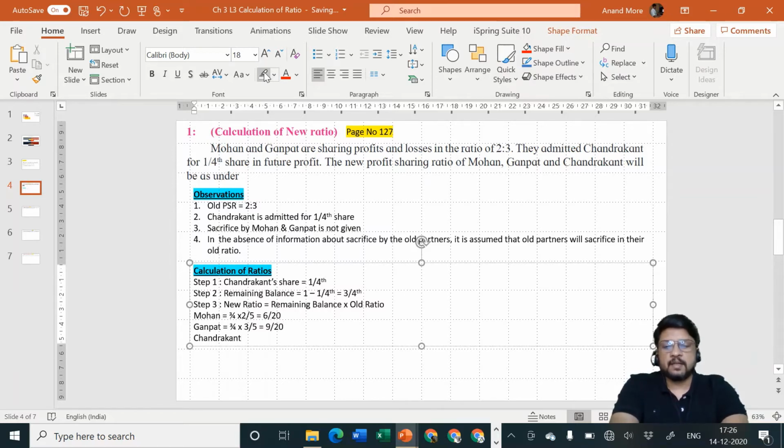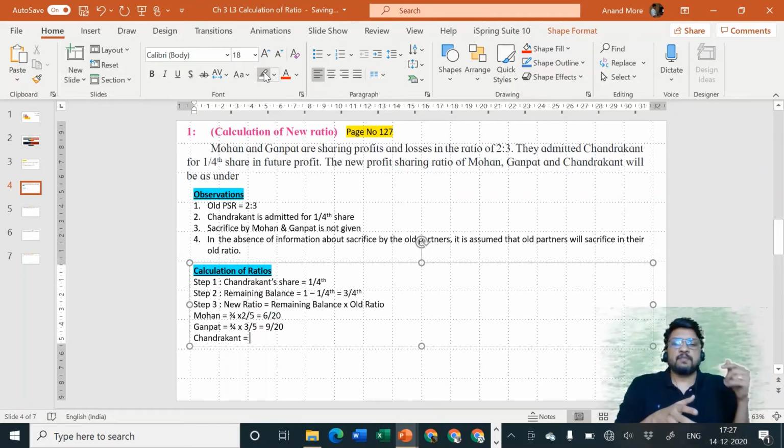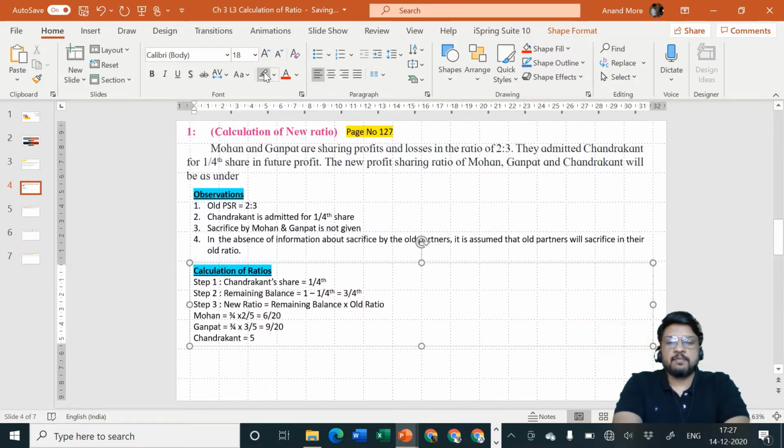Next part, Chandrakant. Chandrakant is equal to 6 and 9 is complete. We can specify there are 20 pieces of the pizza or 20 pieces of our cake, out of which 6 pieces are already given to Mohan, 9 pieces are already given to Ganpat. There are 20 lines drawn on our railway seat, out of which 6 parts are given to Mohan, there Mohan is sitting, 9 parts are given to Ganpat, there Ganpat is sitting. So 9 and 6, that means 15 parts are over, only 5 parts are remaining, that will be given to Chandrakant. So I'll say 5 by 20.